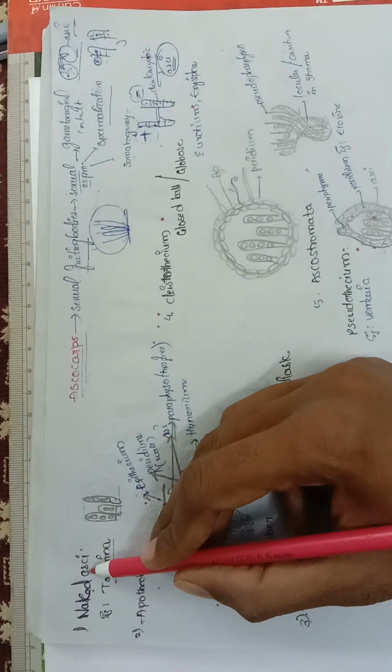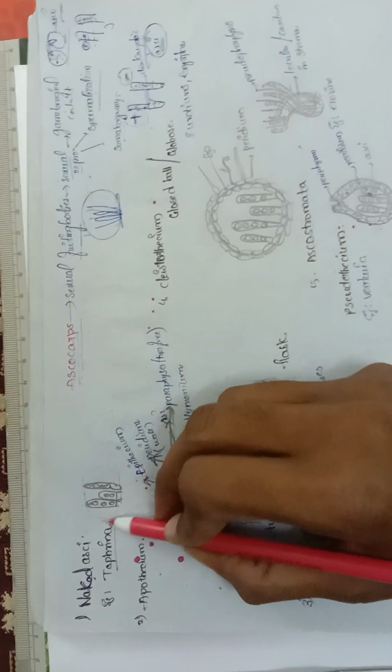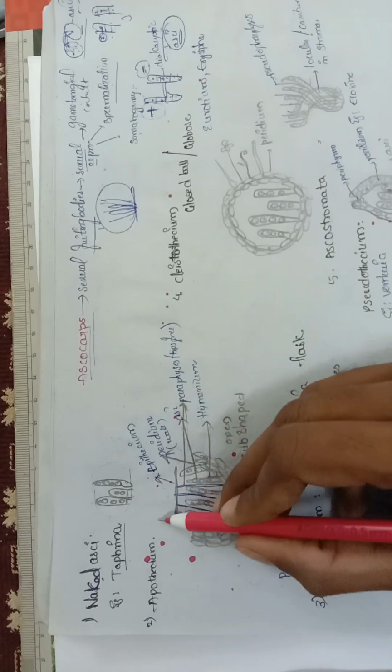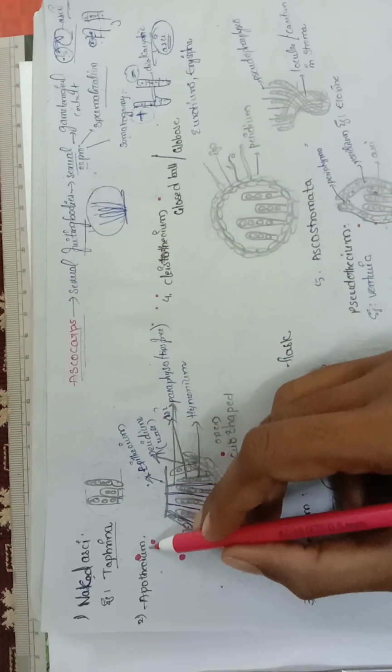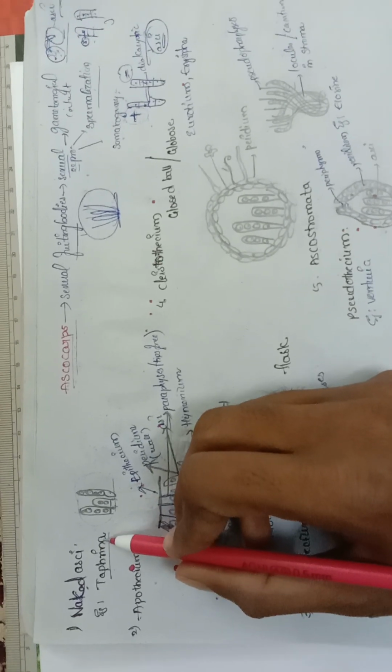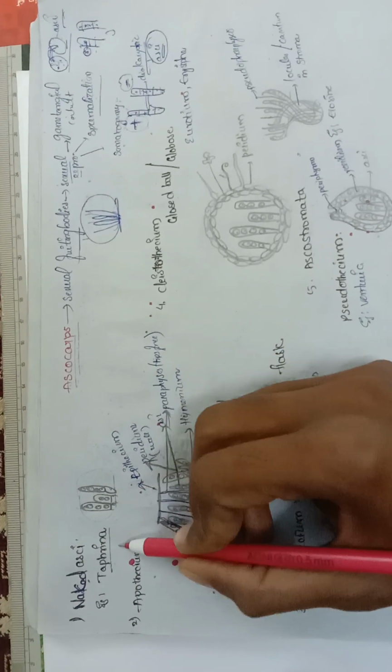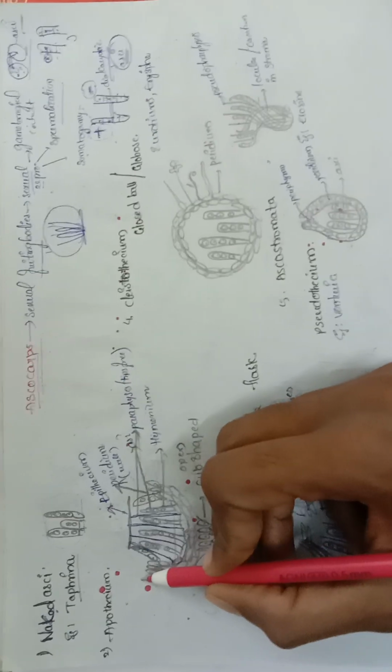The first one is the naked ascus. In this there is no peridium, hymenium, or epithecium structure, so it is naked. An example for the naked ascus is Taphrina.